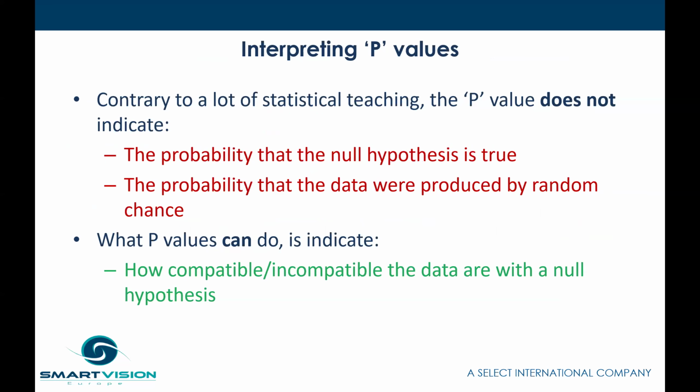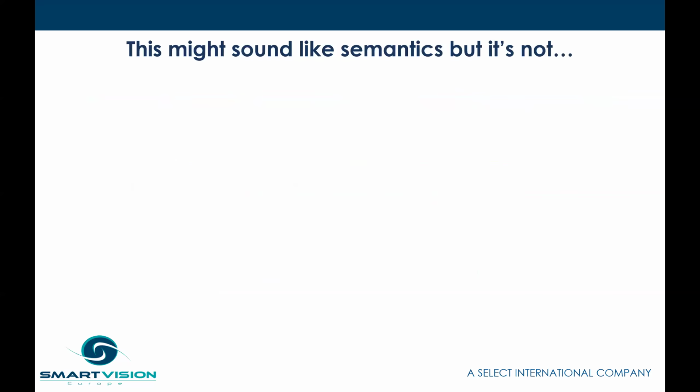Now, contrary to a lot of statistical teaching, the p-value does not indicate the probability that the null hypothesis is true, nor does it indicate the probability that the data were produced by random chance. What p-values can do is indicate how compatible or incompatible the data are with a null hypothesis. That's all it's doing. So this is the probability of evidence estimate, this term that we used earlier on. Now that might sound like semantics, but it's not.